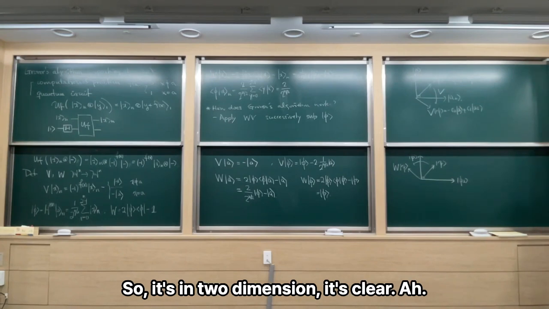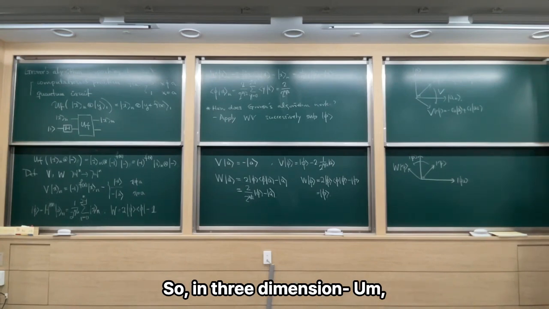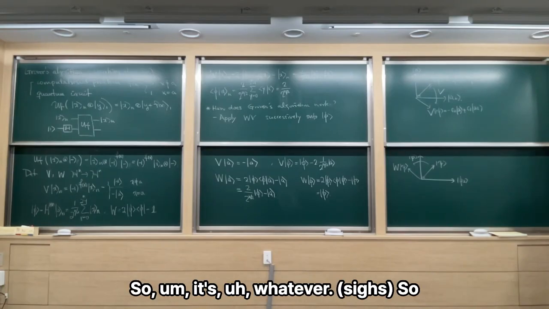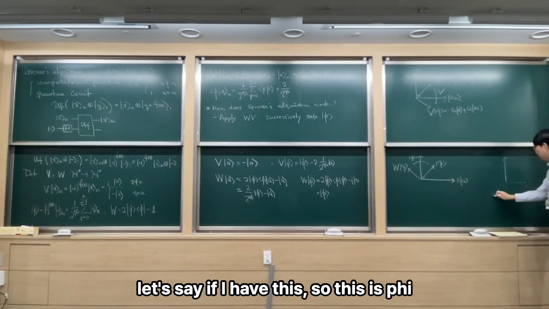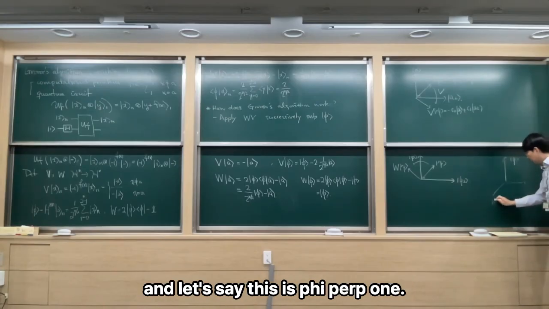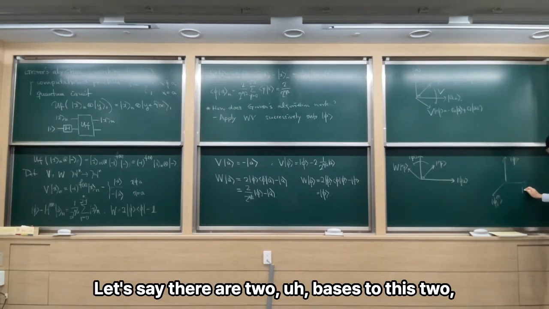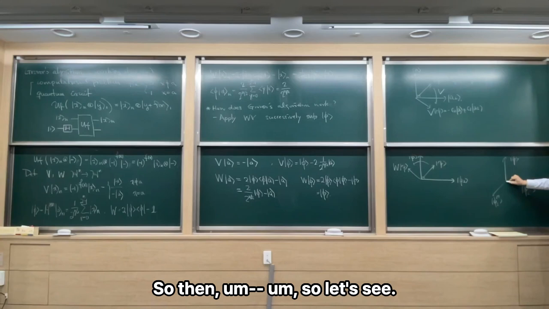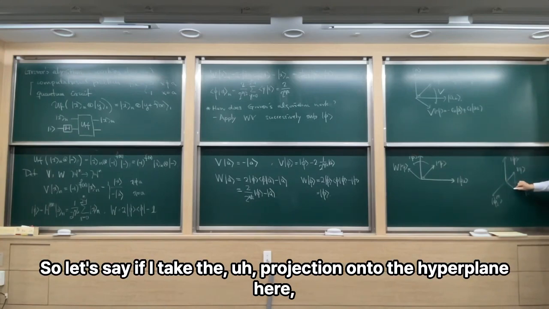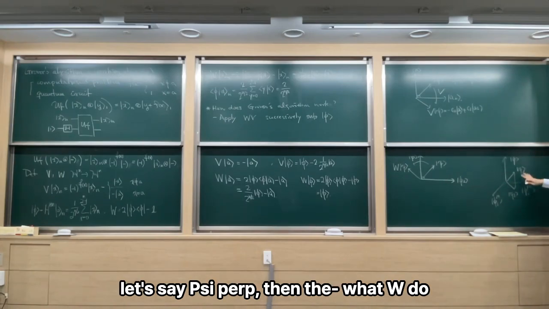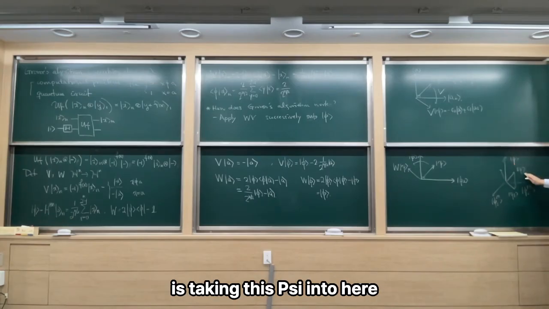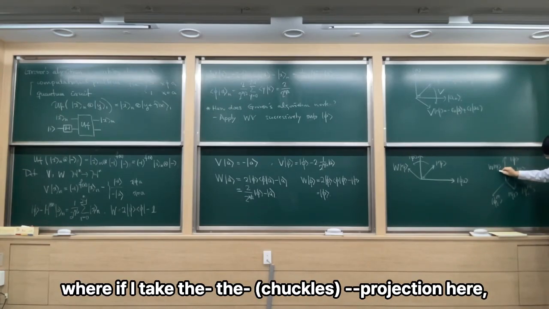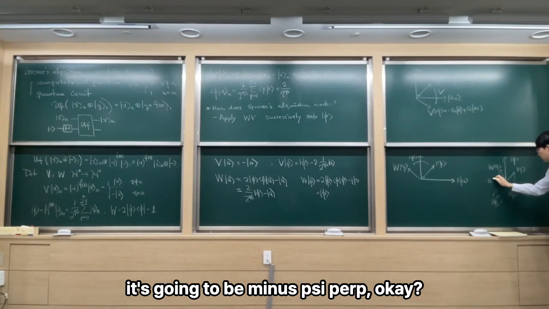So it's in 2 dimensions, it's clear. So in 3 dimensions, it's kind of, what do I say? It's whatever. So in 3 dimensions, let's say I have this, so this is phi, and let's say this is phi perp 1. Let's say there are 2 bases to this, let's say this way. And then this is my psi. So let's say if I take the projection onto the hyperplane here, let's say psi perp, then what W does is taking this psi into here, where if I take the projection here, it's going to be minus psi perp.